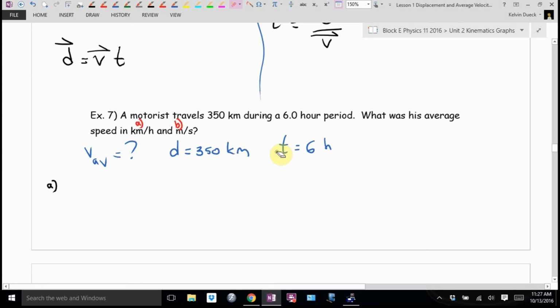Now, if one of these was in meters or one of these was in seconds, I'd have to do a conversion. What did it want me to find? Average speed. Looking for an equation that has a v, a d, and a t in it. There is one. This one, right? V equals d over t, and it's v average. Yes? What's d in this question, Josh, my friend? Oh, 350. What's t in this question? 6. And if you notice, looking at the units, it will be kilometers per hour, which is what part A wanted.